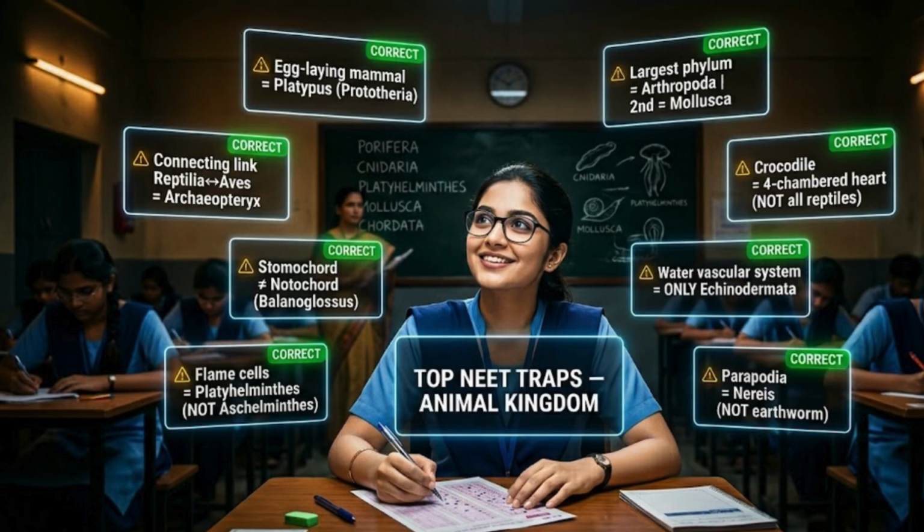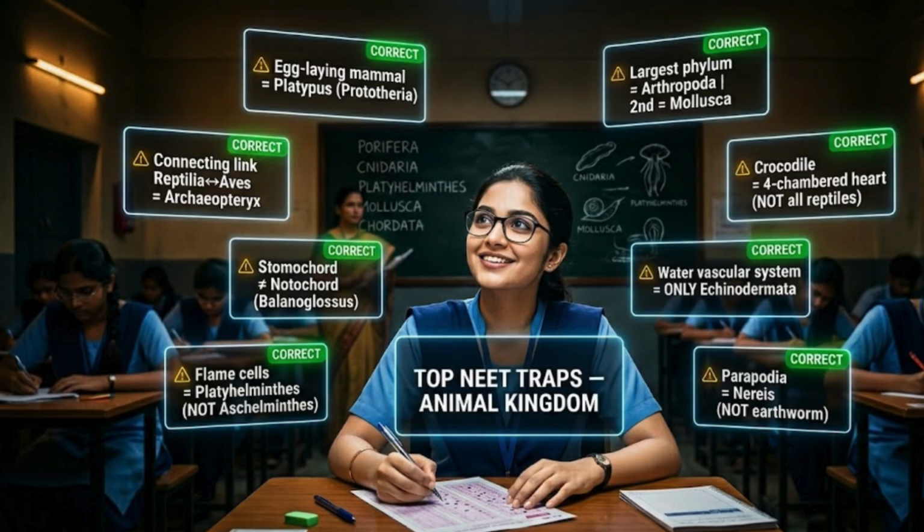1. Archaeopteryx is the connecting link between reptiles and birds. 2. Platypus lays eggs but is a mammal. 3. Crocodile has a 4-chambered heart. Not all reptiles do. 4. Balanoglossus has a stomochord, not a notochord. Don't let that slip.